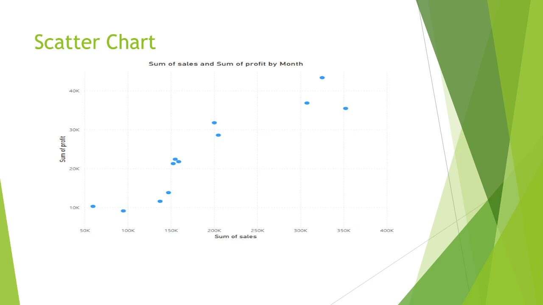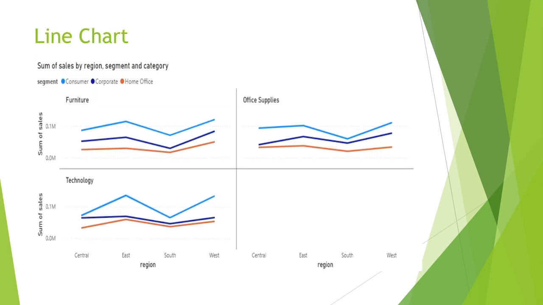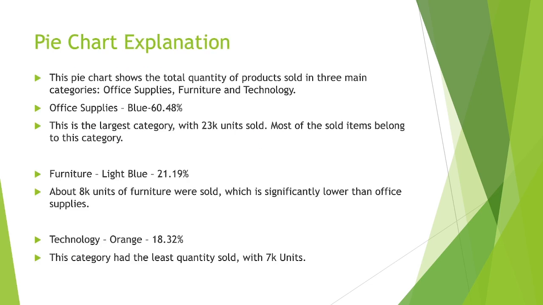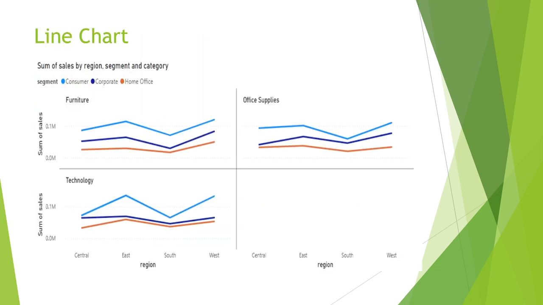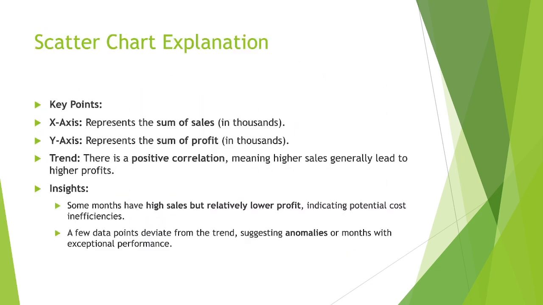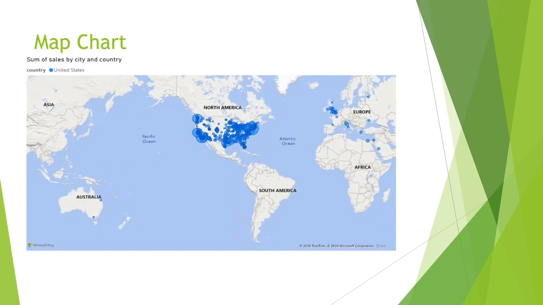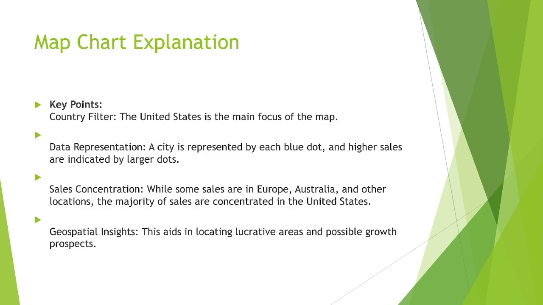And not all sales bring equal profit. Some months with similar sales have different profit levels, which could mean discounts, product cost, other expenses are affecting profit. So this is the scatter chart, and this is the scatter chart explanation, and this is the map chart, and this is the map chart explanation.